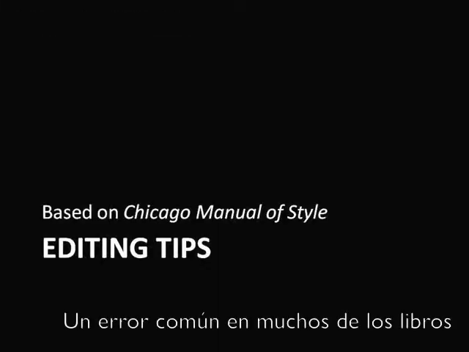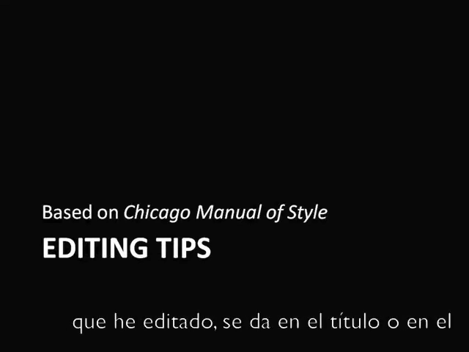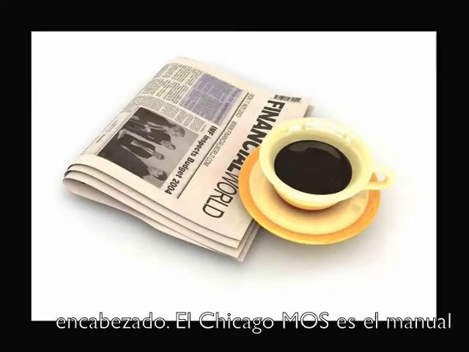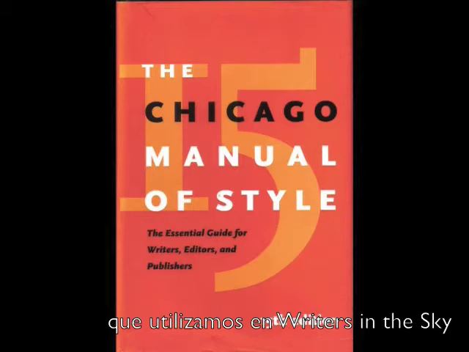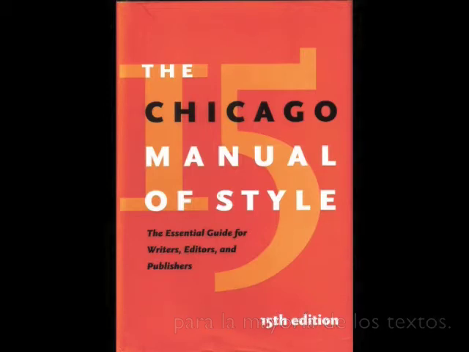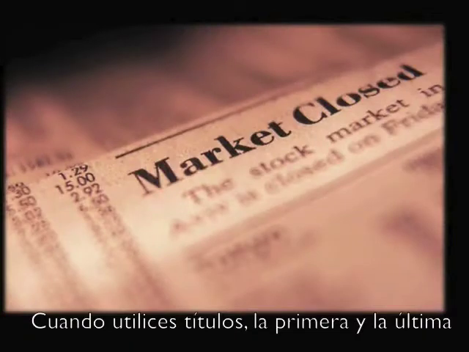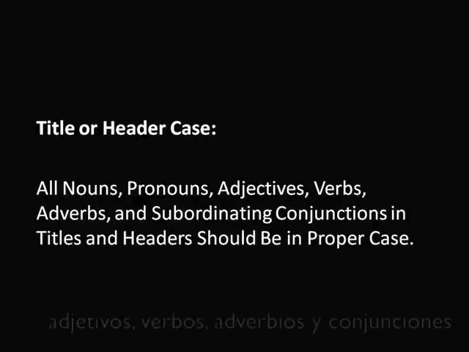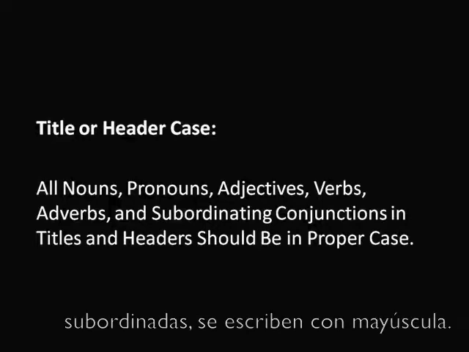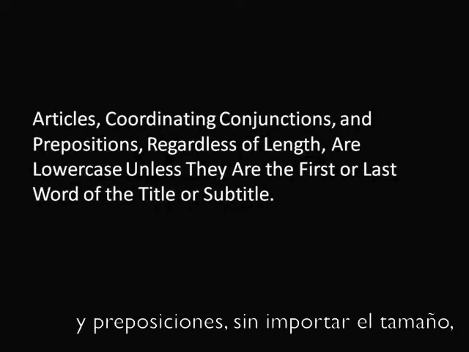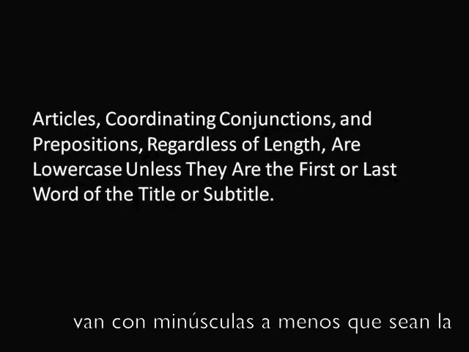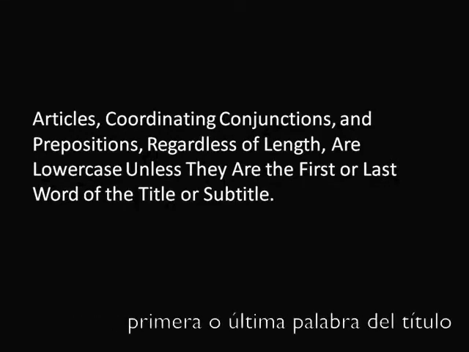A very common error in many of the books I edit or proofread occurs in the title, headers, and subheaders. The Chicago Manual of Style is the style manual that we use with Writers in the Sky for most of our literary works. Whenever you use a title, it is also known as the headline style. The first and last words in all nouns, pronouns, adjectives, verbs, adverbs, and subordinating conjunctions are capitalized. Articles, coordinating conjunctions, and prepositions, regardless of length, are lowercase unless they are the first or last word of the title or subtitle.